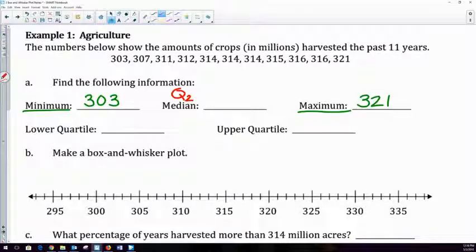So if I go through and kind of tally off each of my points here, I find that 314 is my median of all of my data. Now, looking at quartile 1, also known as the lower quartile, what I need to do is figure out the median of everything to the left of that center point. So notice my center is at 314.